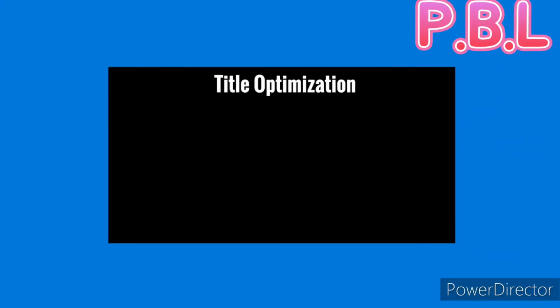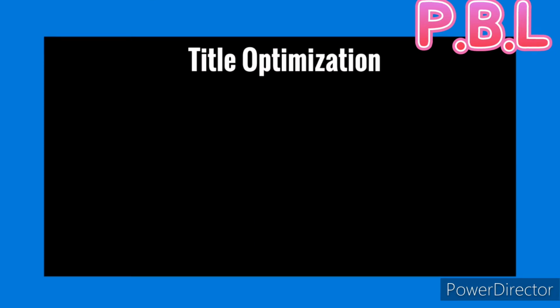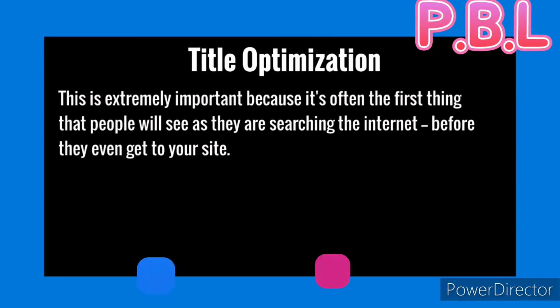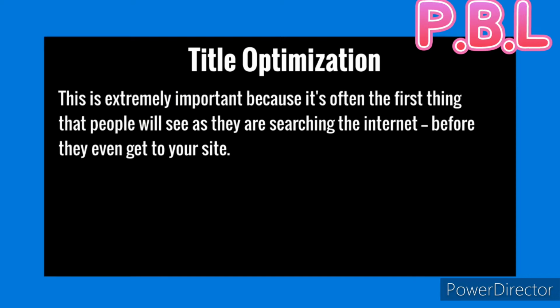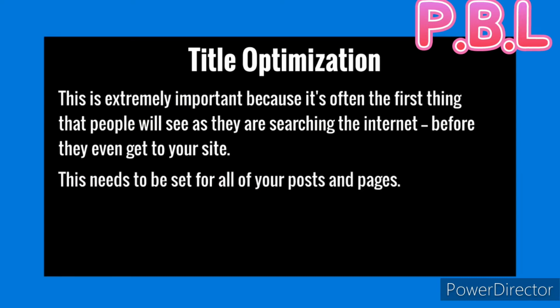Let's jump right in. We're going to talk about title optimization. This is extremely important because it's often the first thing that people will see as they are searching the internet. If you imagine you go to google.com and type in a keyword, you're going to see the titles and then the descriptions of each and every website, or with YouTube, you're going to see the titles, the descriptions, and of course the image. Based on the media in general, they're all going to have titles. So having the right titles is important. Like I said, this is extremely important because that's the first thing they're going to see.